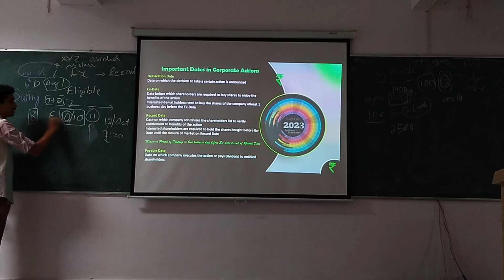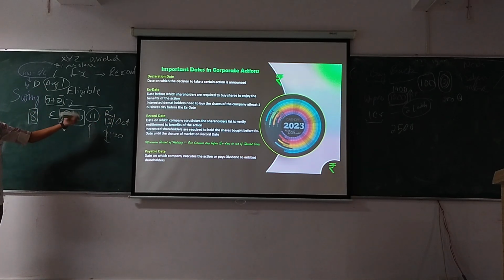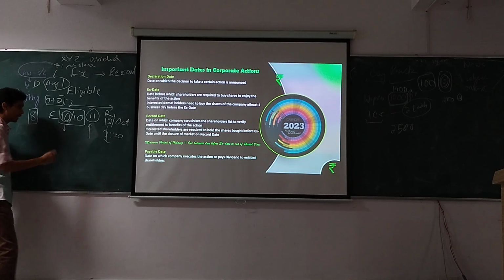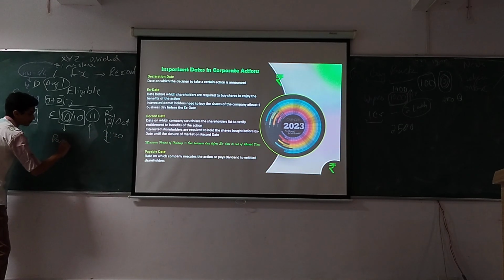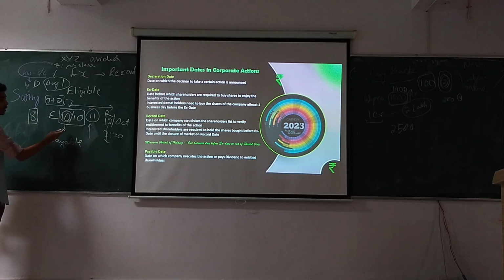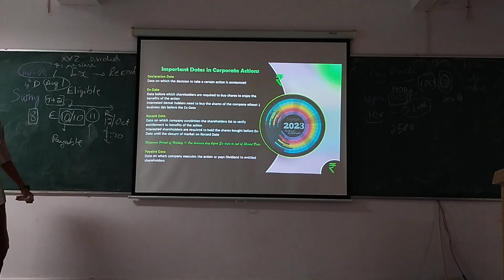The ex date is 10th, the record date is 12th. Now they have to pay the dividend to anybody who has held the shares between these dates, right? That date will be called the payable date. That's all. So important are the ex and record. You hold the share from ex to record, you do not have to worry. Everything else will happen automatically.